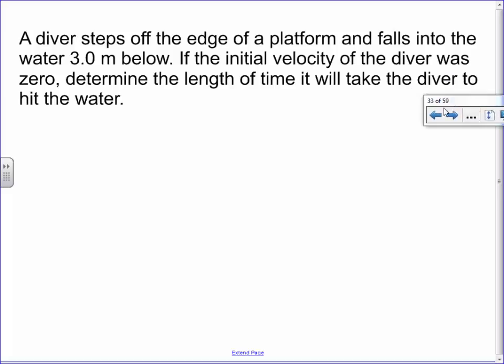All right, let's try another example. A diver steps off the edge of a platform and falls into the water 3 meters below. If the initial velocity of the diver was 0, how long does it take him to hit the water? Essentially, the idea is just like me dropping my keys. I'm going to drop my keys, and they're eventually going to hit the floor below.